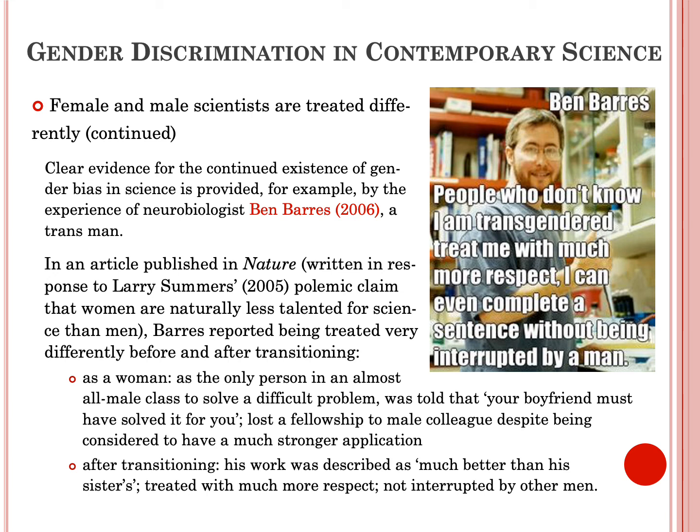He described experiences of gender discrimination in the Massachusetts Institute of Technology prior to his transition. After solving a difficult maths problem that had stumped many of his male students, his professor said that it must have been solved for him by a boyfriend, and later on he described losing a scholarship to a man who had only one publication whilst he had 6.